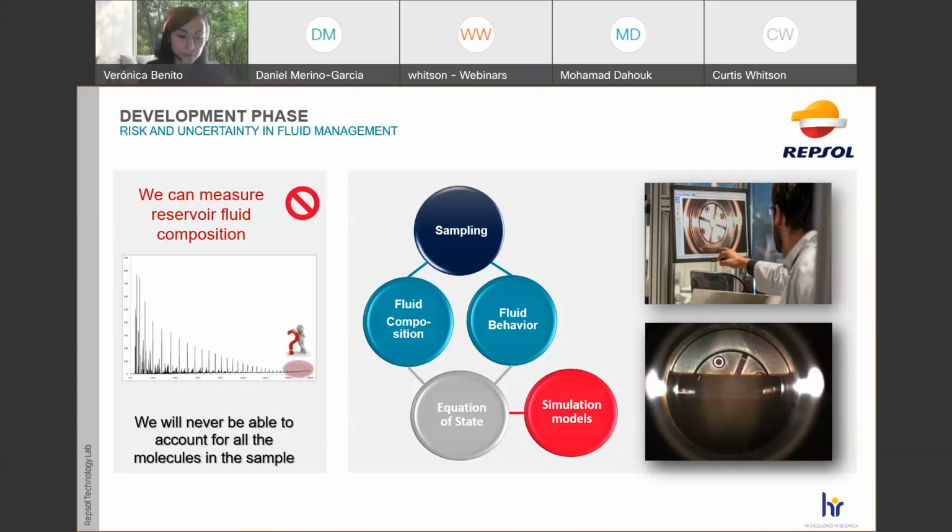And finally, with the results of those experiments, as you can see here in the chart, we can match an equation of state in a thermodynamic package in order to capture the behavior of the fluid at any pressure and temperature condition, obtaining a full fluid characterization that can be used as input for our reservoir, production, or facility simulation models in an integrated way.